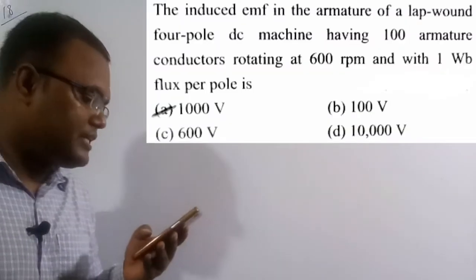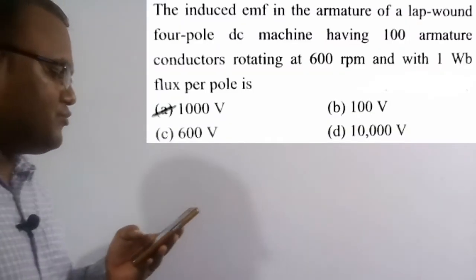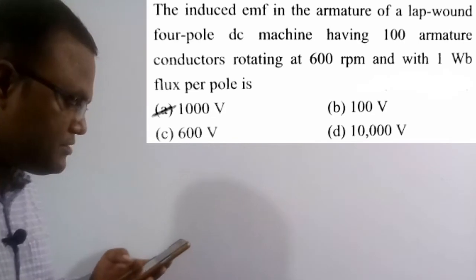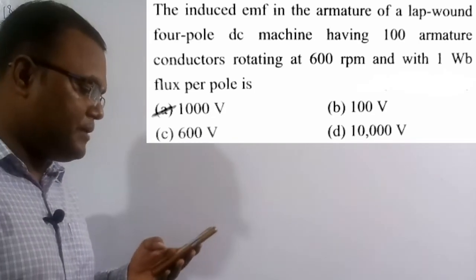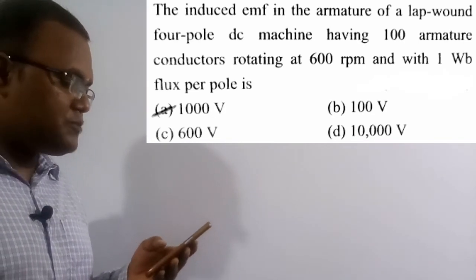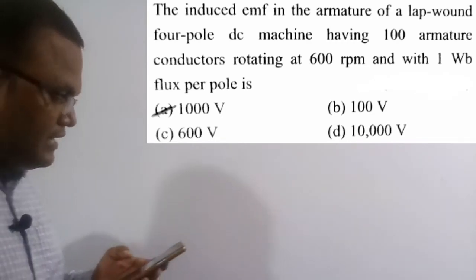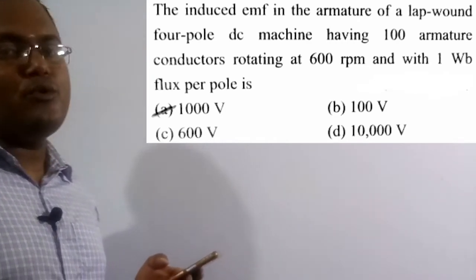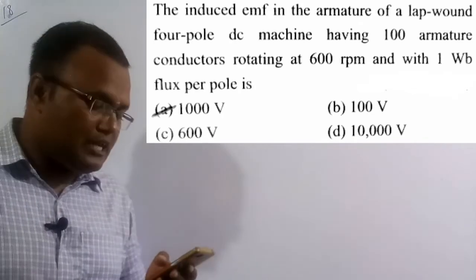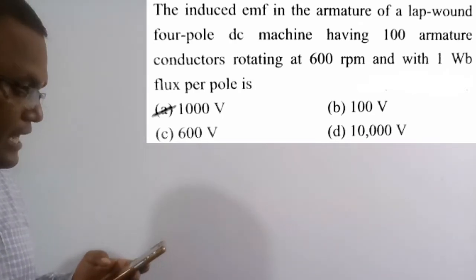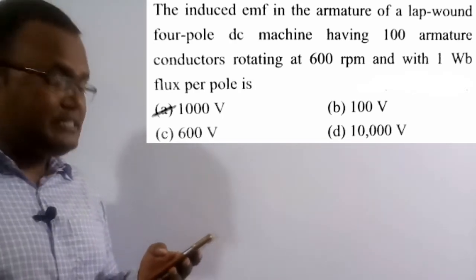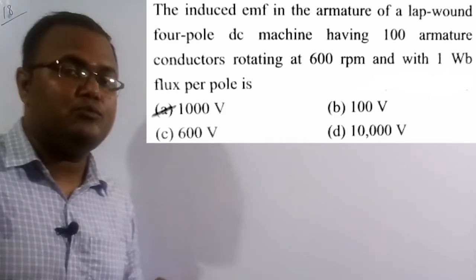Now we are going to solve the 18th question. See the question here: the induced EMF in the armature of a lap wound 4-pole DC machine having 100 armature conductors, rotating at 600 RPM and with 1 Weber flux per pole, is. So they have given a lap wound winding and a 4-pole DC machine, the number of conductors in the armature which is 100, rotating at 600 RPM, with a flux per pole of 1 Weber.